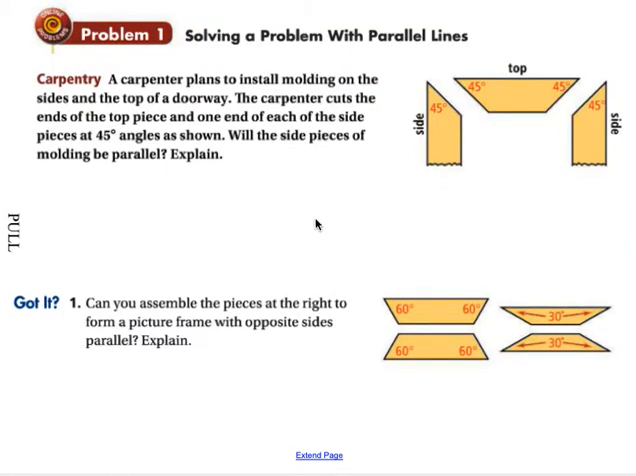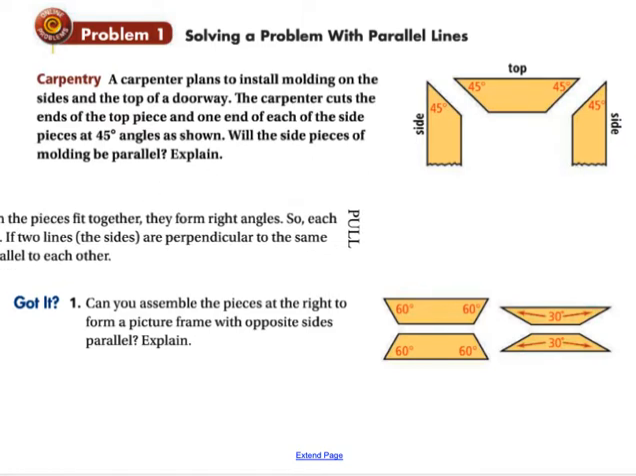Here's a carpentry problem. It says a carpenter plans to install molding on the sides and the top of a doorway. He cuts the ends of the top piece and one end of each side of the pieces at 45-degree angles as shown. Will the side pieces of molding be parallel? So if we put this together, will these two side pieces, will their edges be parallel? Well, actually, yes, they will.